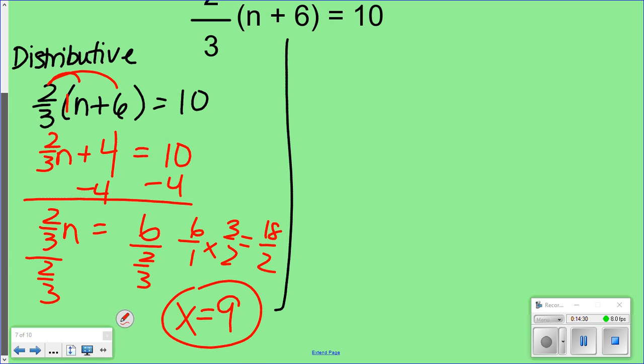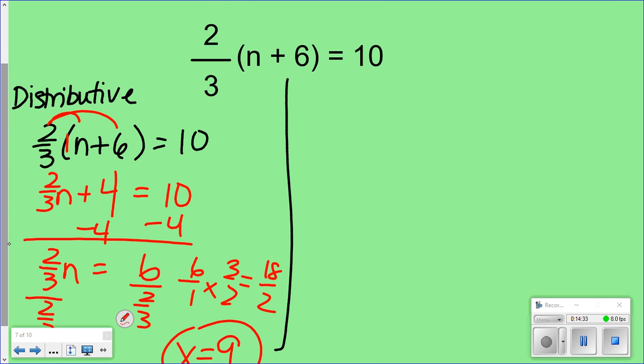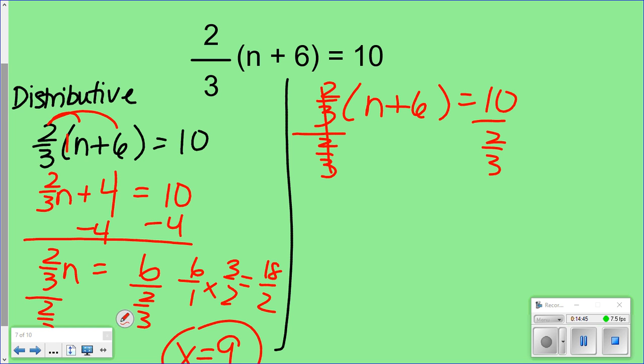Let's do the other side. Let's do the division way. 2/3 (n plus 6) equals 10. So you're going to divide like you would normally do. Divide by 2/3. Well, I have to solve this. Okay, so it'd be 10 over 1 times 3 over 2. Goes once, goes in 5 times. That's going to be 15 over 1 eventually.